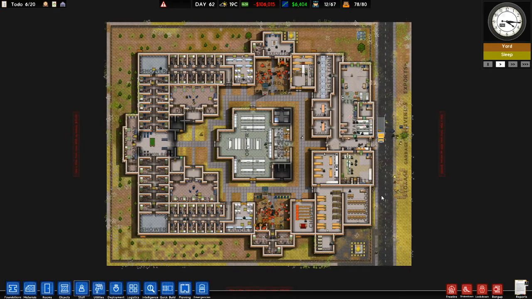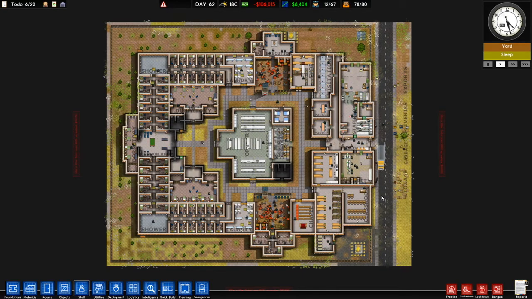Today we're going to talk about staff, and we'll go into a little bit of detail on what each staff member does, as well as how they are applied in the prison. But first off, we will lay a bit of a framework to work on.